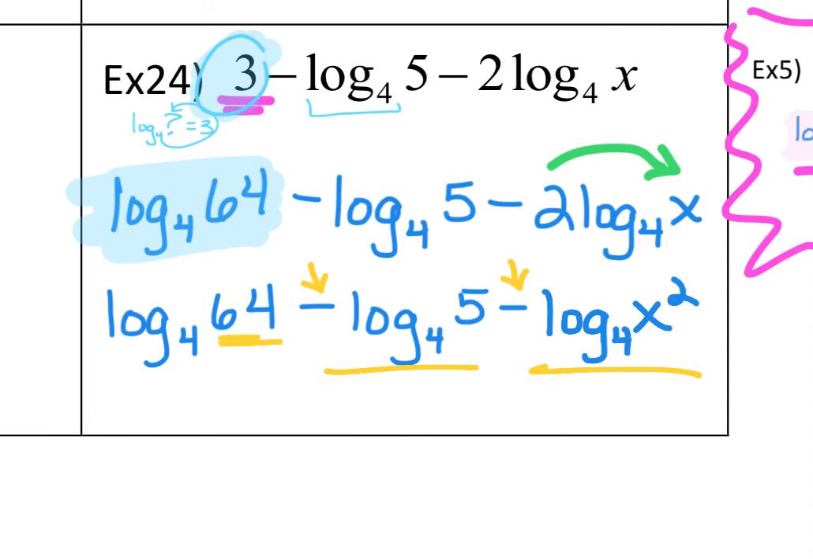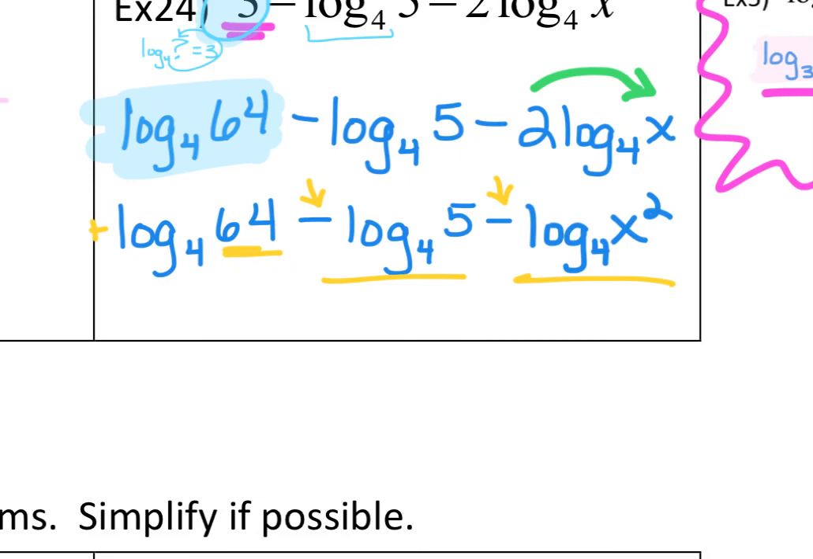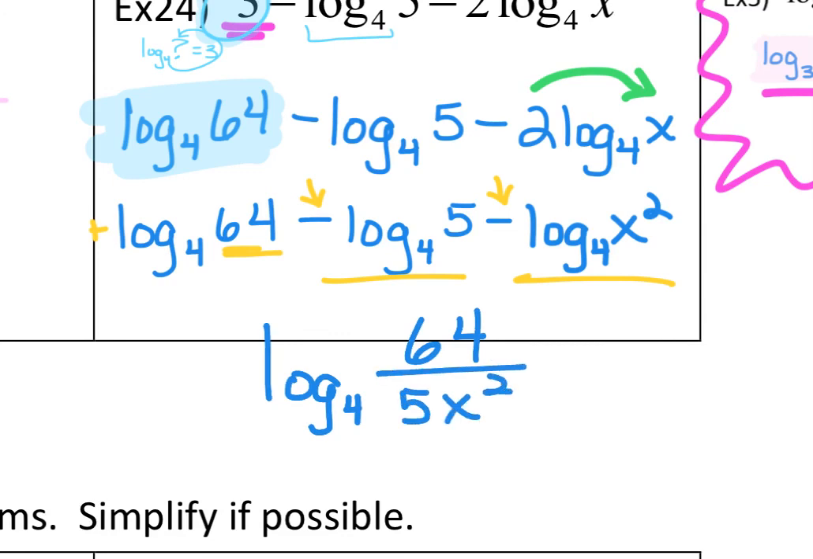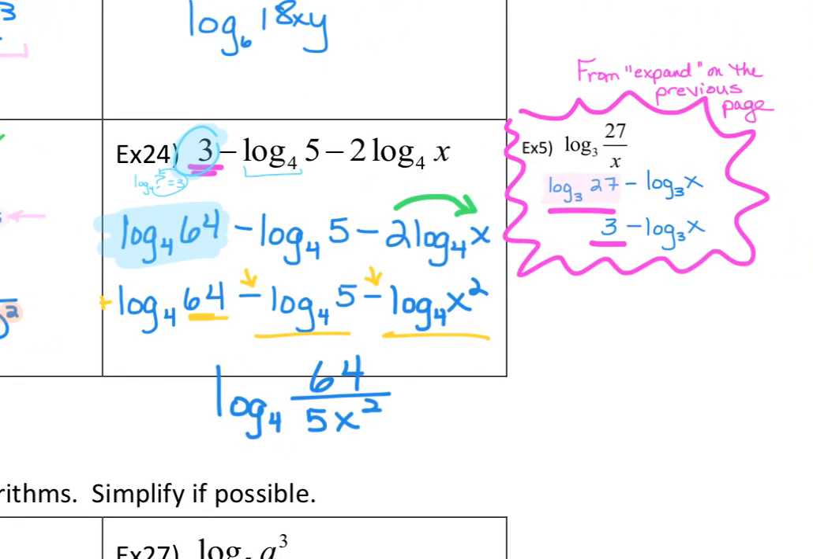But the 64 has a positive logarithm, and so this whole thing, the answer is going to be log base 4 of a big fraction. And I'm not going to pause the video for the clock. Log base 4 of the big fraction 64 over 5x squared. Just take a minute again and make sure you understand the way I changed and why I changed the 3 to log base 4 of 64.